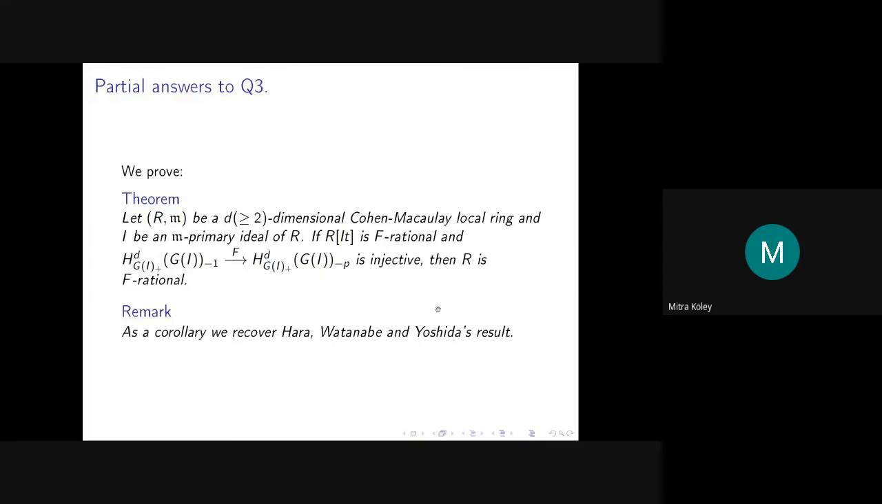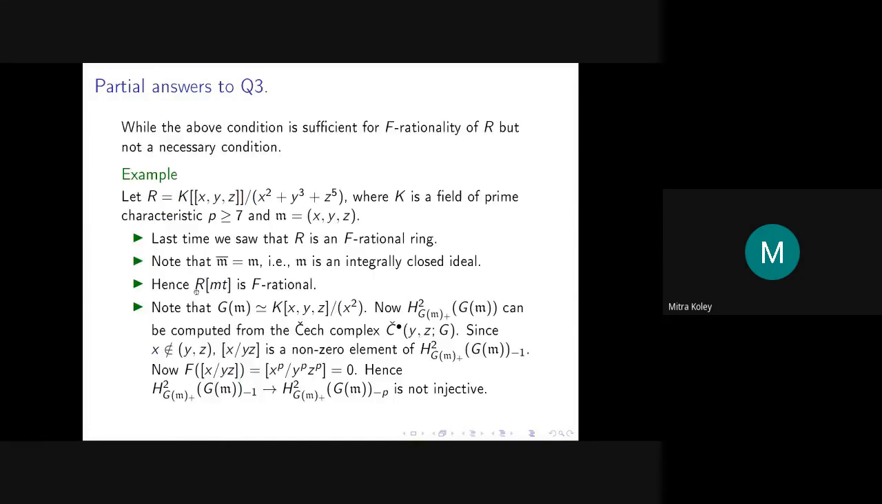And as a corollary, we recover Hara, Watanabe, and Yoshida's result. Since the a-invariant is strictly less than -1, then this term, that -1 degree component, is 0. Hence, this condition is vacuously satisfied. So R will always be F-rational. Next, I'll say that this gives a sufficient condition.